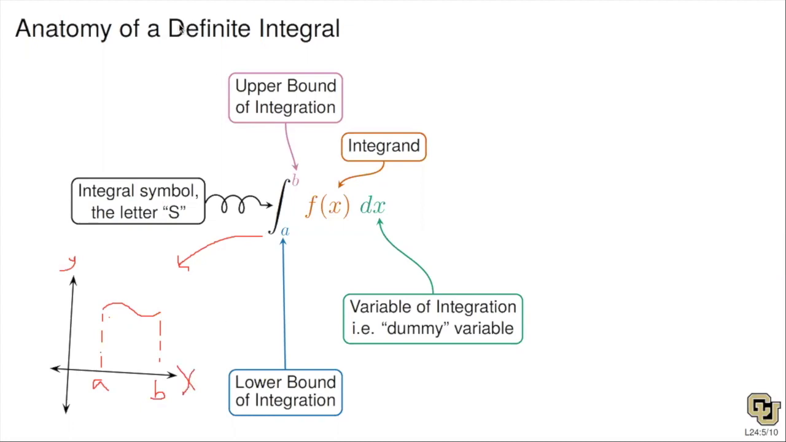So I want you to compare this integral. I wrote the same integral. It's a to b, but now f of t dt. So what's the difference? Let me draw the picture of this integral. So here's my axis. Let me draw the function. It's the same function. Here's a.